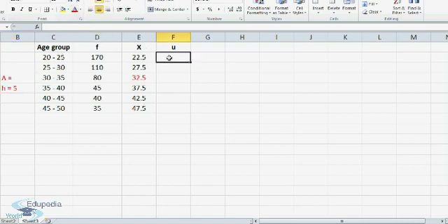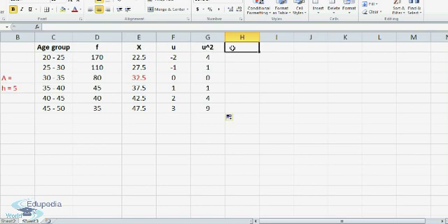So now u would be x minus a, which is 32.5, and then divided by h, which is 5. So this is my u value. Okay, I need to find the value of u square next. U raised to power 2 is simply the number here raised to power 2, and then drag it down for all the cells. We have u square. Next, I need to find the product of f u and f u square.